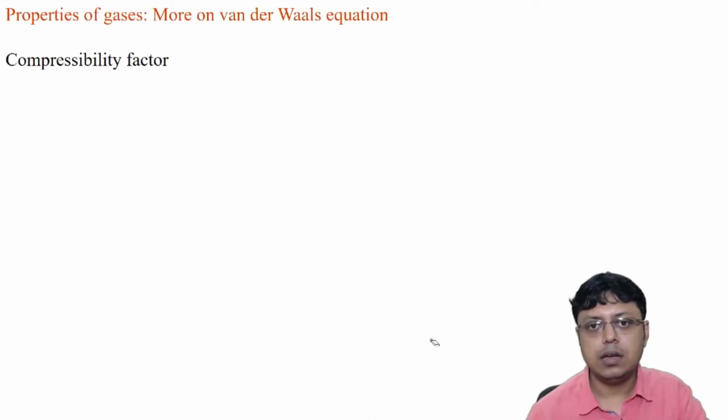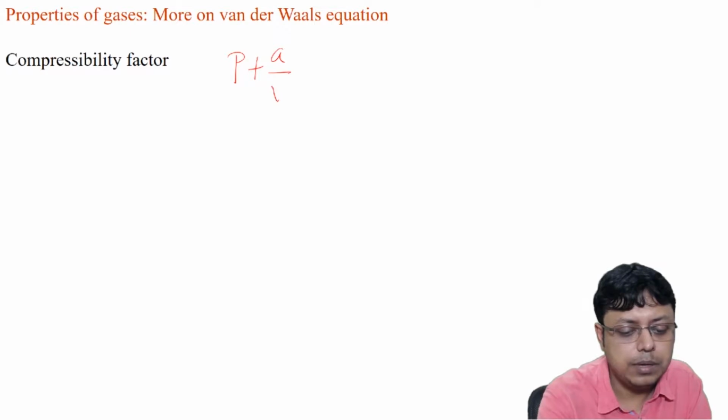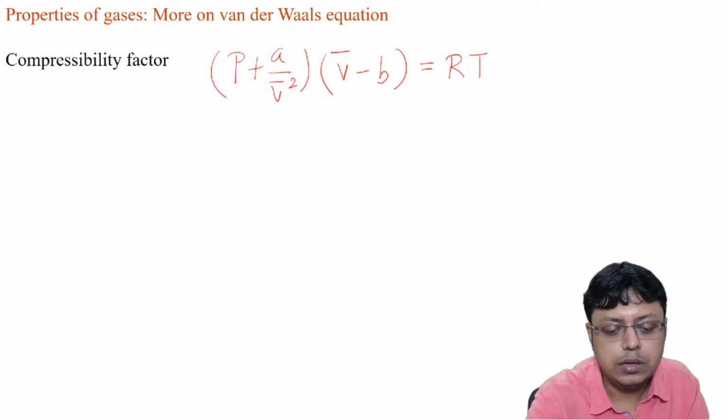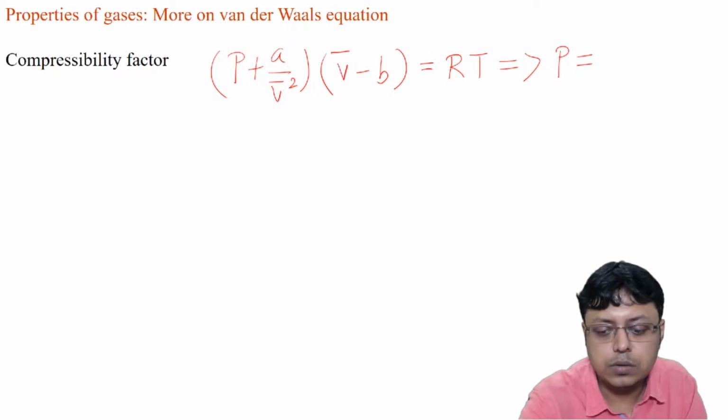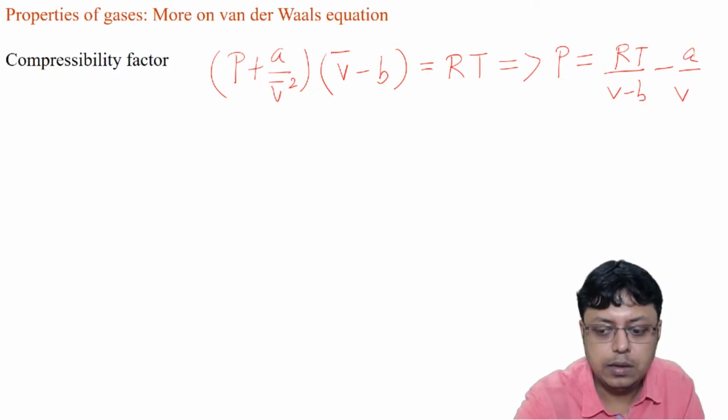Now let us discuss how the van der Waals gas equation can explain the nature of the compressibility factor. Remember, the van der Waals gas equation is (P plus a by V squared)(V minus b) equals RT, which we are rewriting as P equals RT divided by (V minus b) minus a by V squared.